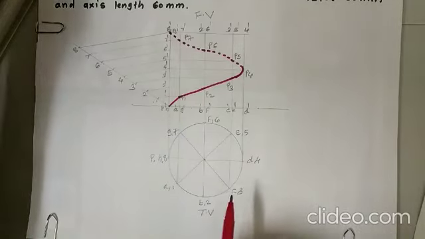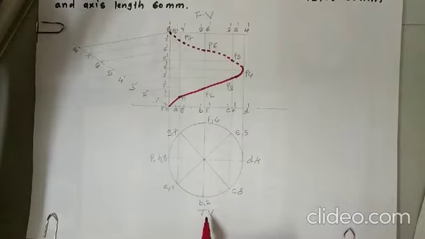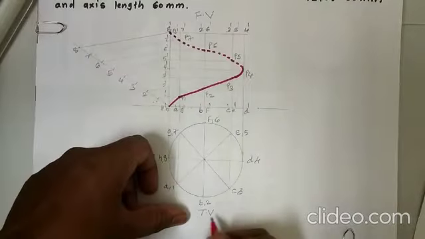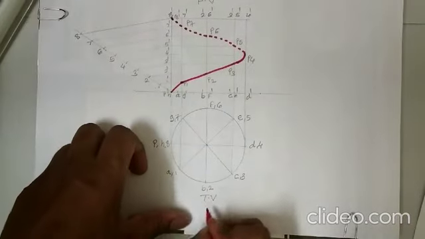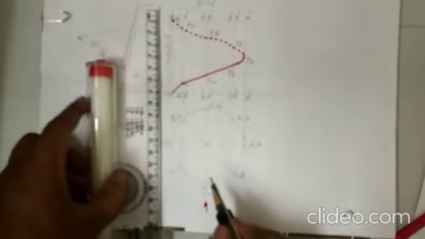After constructing this, you need to show all the dimensions. You need to mention that this is the top view and this is the front view. Also you need to show the direction, this direction, because we are observing from this direction. And also we need to show the diameter.